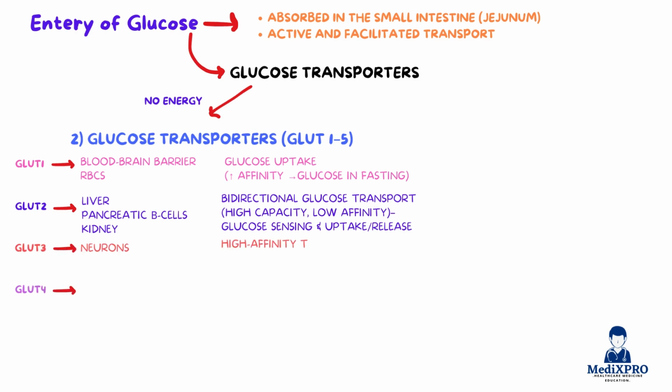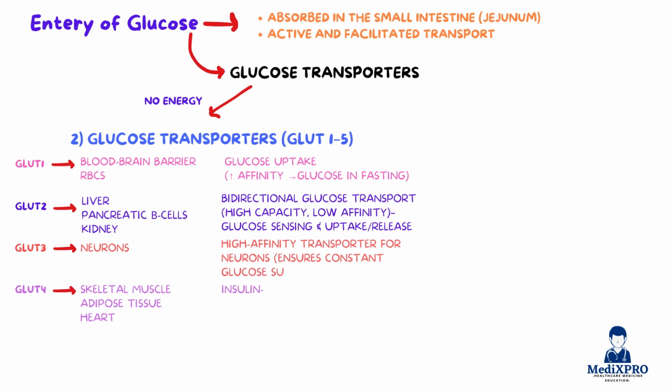GLUT4 is found in skeletal muscle and adipose tissue. It is insulin-dependent, meaning it gets translocated to the cell membrane only when insulin is present. This is a crucial point in diabetes, especially type 2, where GLUT4 response is impaired, leading to reduced glucose uptake. A high-yield SEQ might ask, describe the role of GLUT4 in insulin-mediated glucose uptake. Pause and think. Why does insulin increase glucose uptake in muscles but not in neurons?